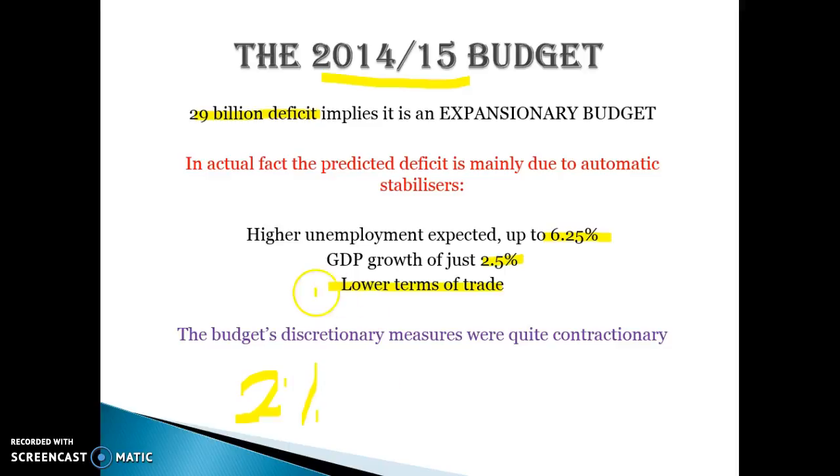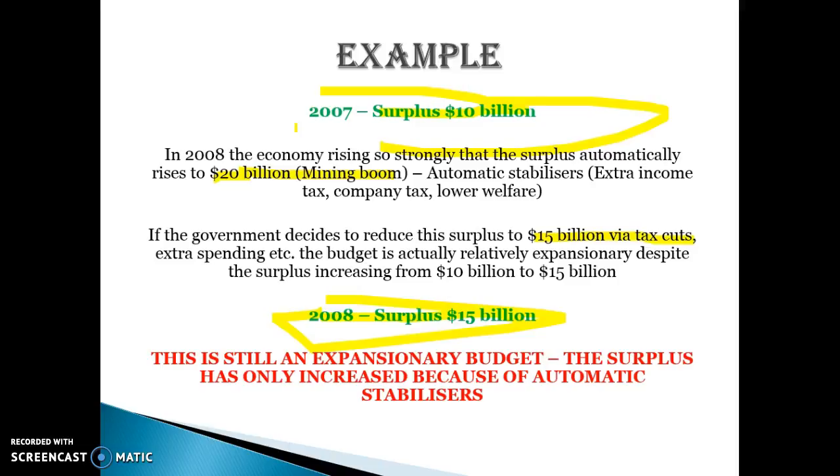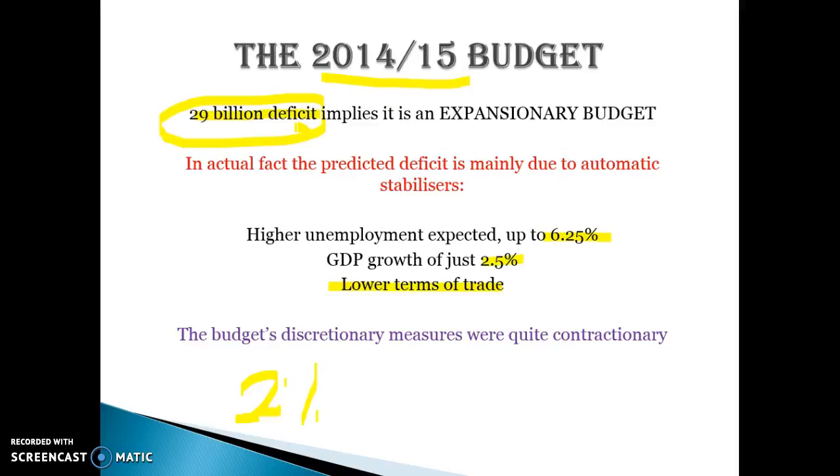And basically, the discretionary policies were quite contractionary despite the fact we had a big deficit. So back in 2007, we were being expansionary but still had a surplus. Back in 2015, we have a deficit but we're trying to be quite contractionary. So we focus mainly on the discretionary measures in the budget.